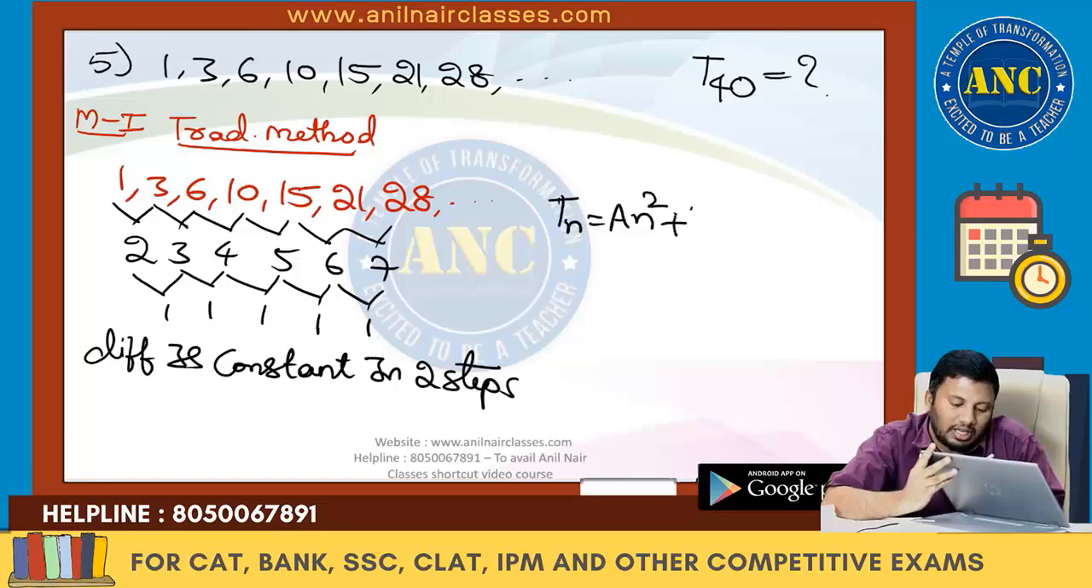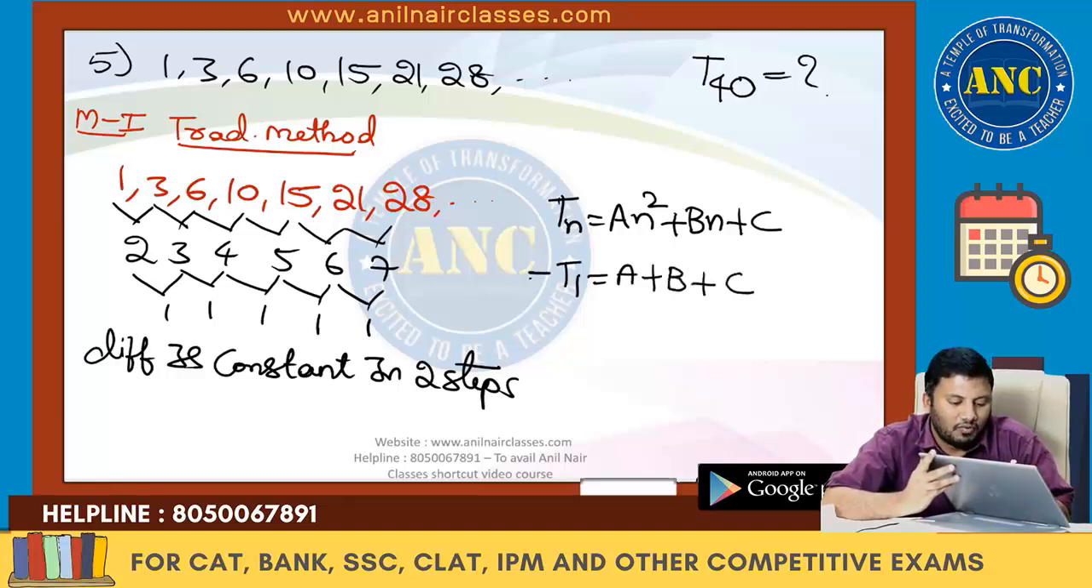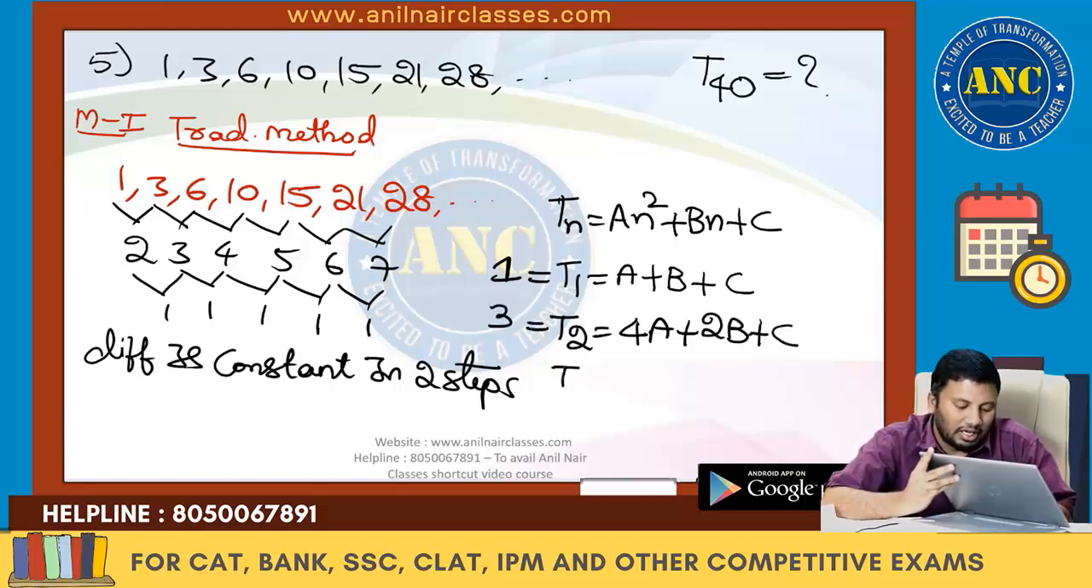So Tn is an square plus bn plus c. N value 1 is a plus b plus c, which is nothing but 1. N value 2 is 4a plus 2b plus c, which is 3. N value 3 is 9a plus 3b plus c, which is 6.